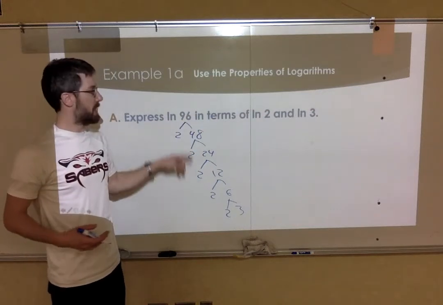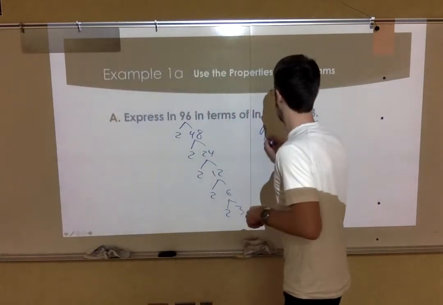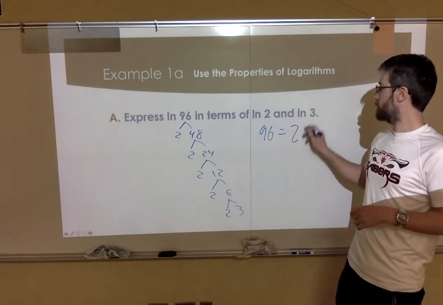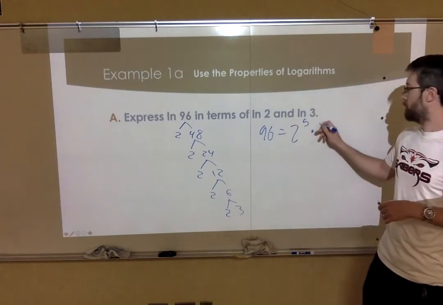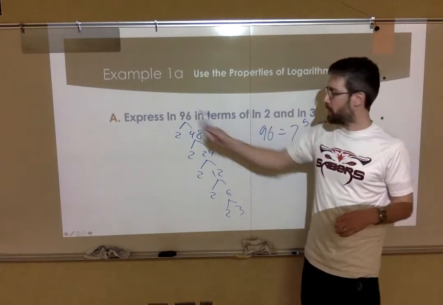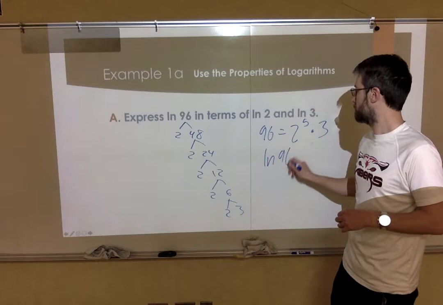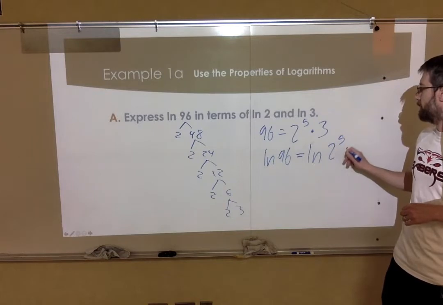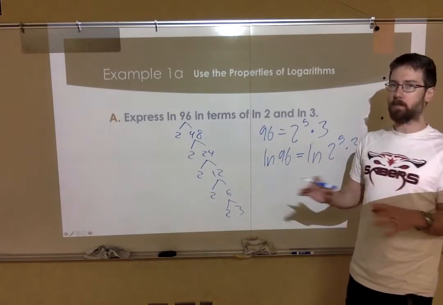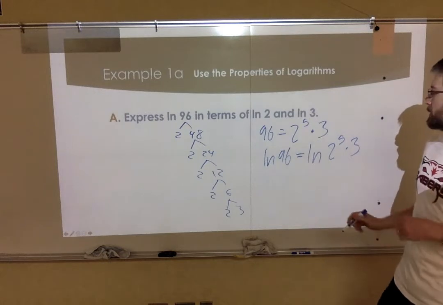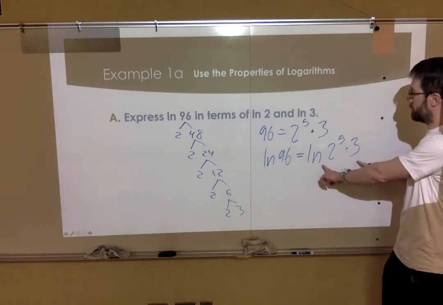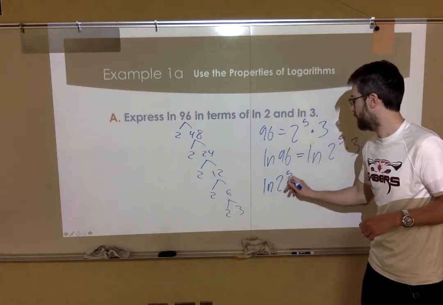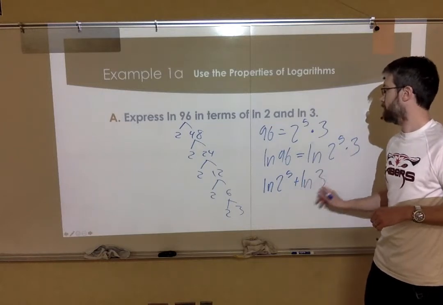So what I'm showing here is that the number 96 is equal to 1, 2, 3, 4, 5 2s, so 2 to the 5th power times 3. That means that the natural log of 96 is equal to natural log of 2 to the 5th times 3. Now I'm going to expand this using those properties from the previous slide. I can split up natural log of 2 to the 5th and natural log of 3, making this natural log of 2 to the 5th plus natural log of 3.